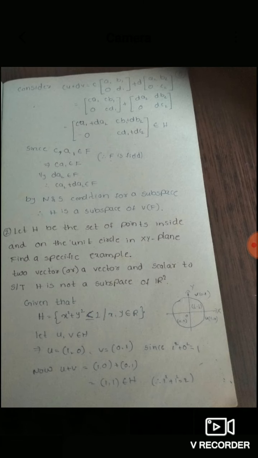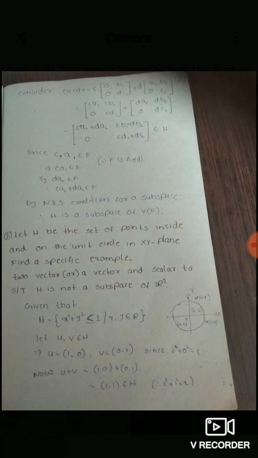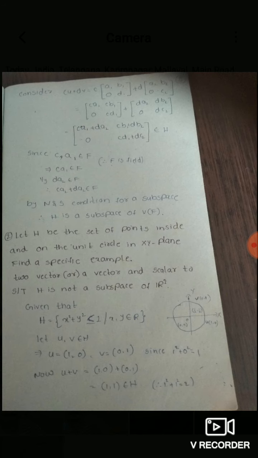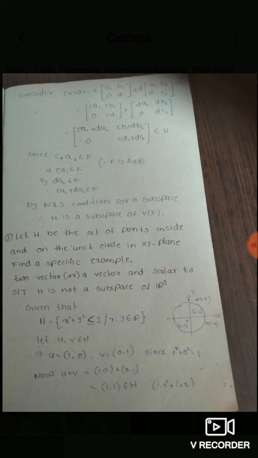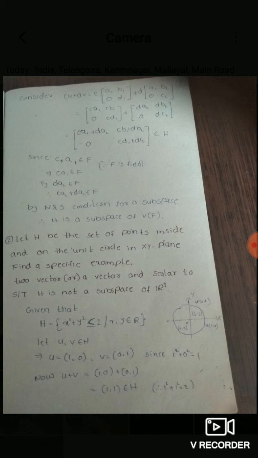Multiplying the first matrix by c gives [cA1, cB1; 0, cD1]. Plus the second matrix [dA2, dB2; 0, dD2]. Adding the two matrices gives [cA1 plus dA2, cB1 plus dB2; 0 plus 0, cD1 plus dD2]. This has the form of an H matrix, [A, B; 0, D]. That's why cu plus dv belongs to H.